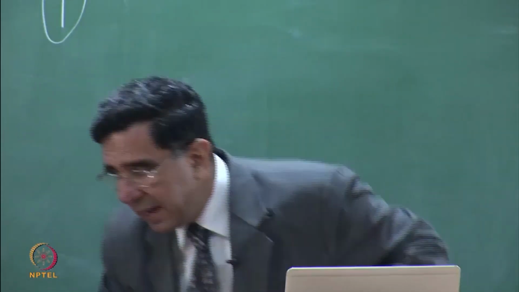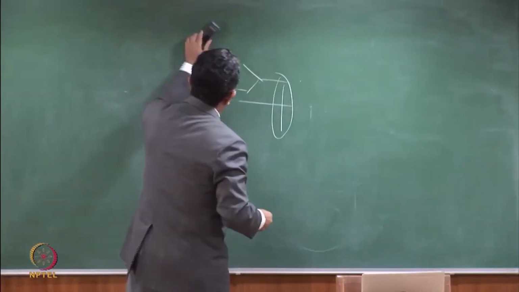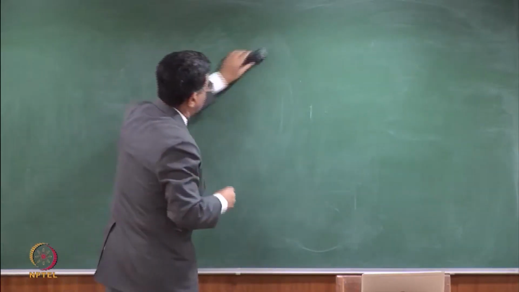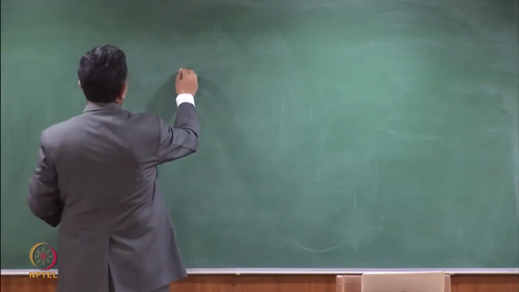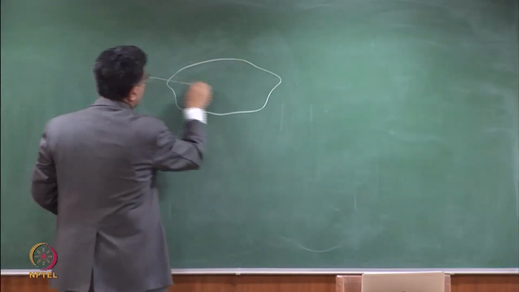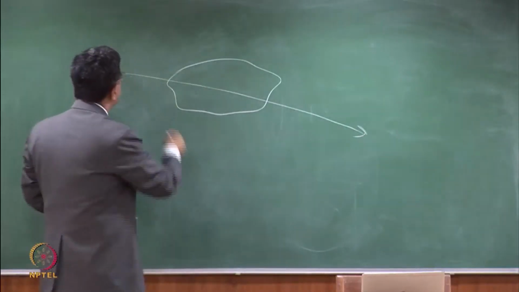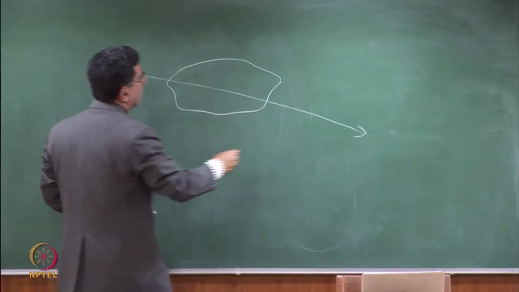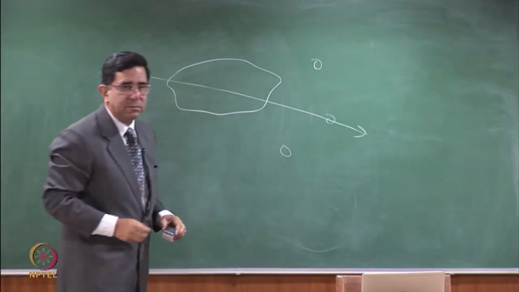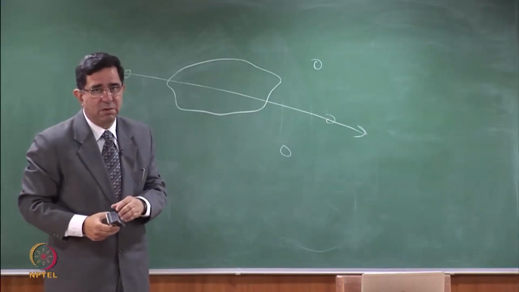So if I look at it in plan now, if that's the shape of my landfill and I know my groundwater flow is like that, which is not very precise, I will definitely put a well here, but I would like to put at least 3 wells here so that I can capture any contamination which is taking place.